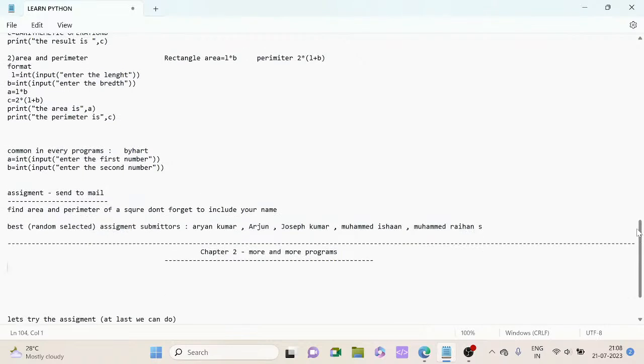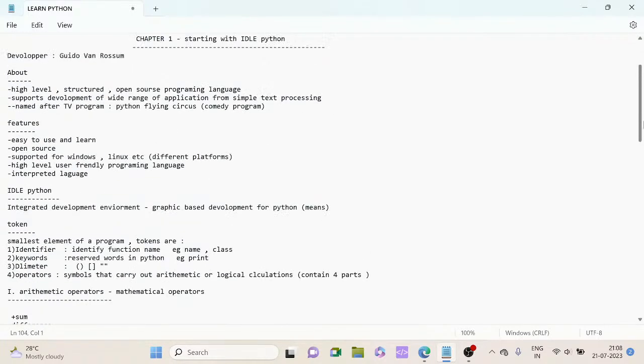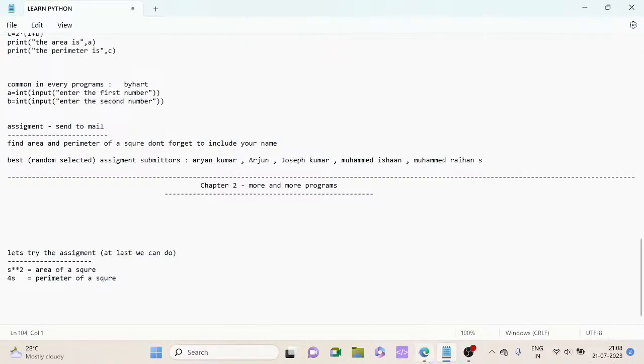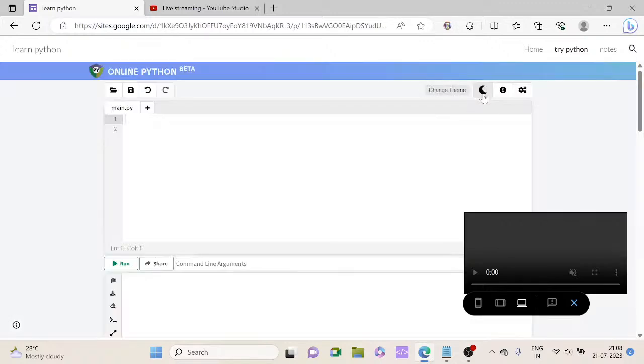Hope you have highlighted the first 2 lines: A equal to int bracket input bracket, at starting in inverted quotes, enter the first number, close it, and as per the rule, we will close it. So hope you have learned the rule also. Daily you need to learn this, because at last you will be having a test. That test will consist of 100 marks, and that test will be included on your certificate also.